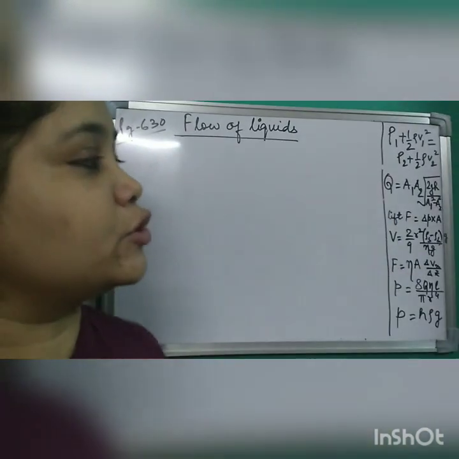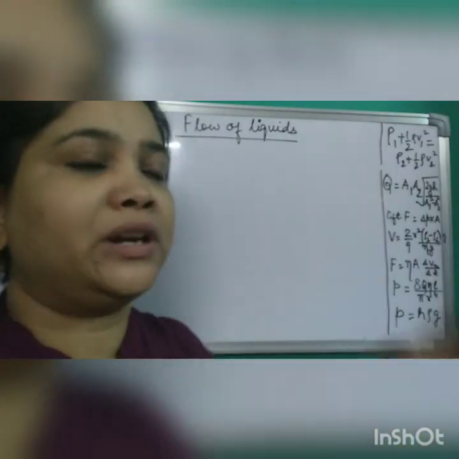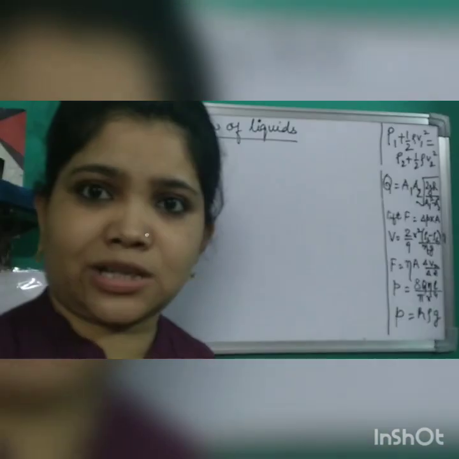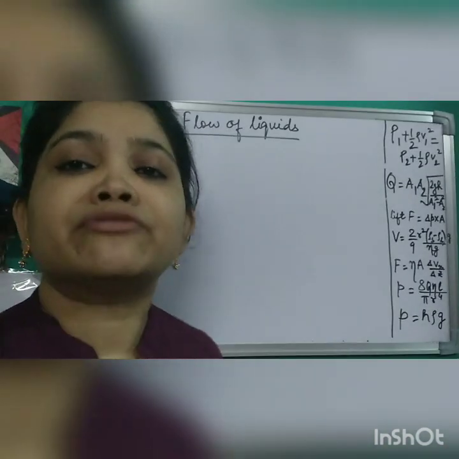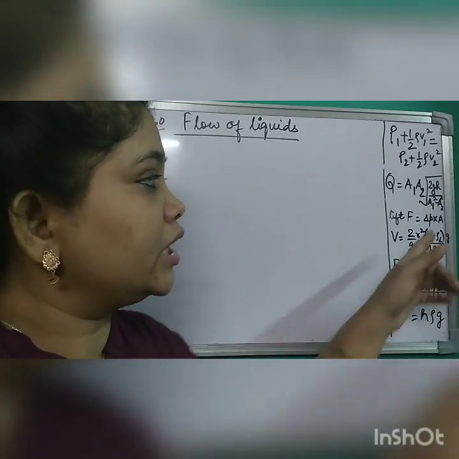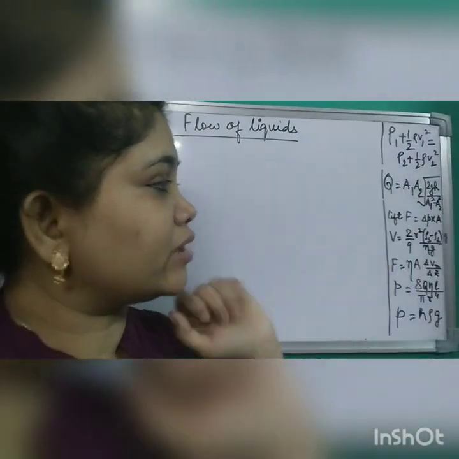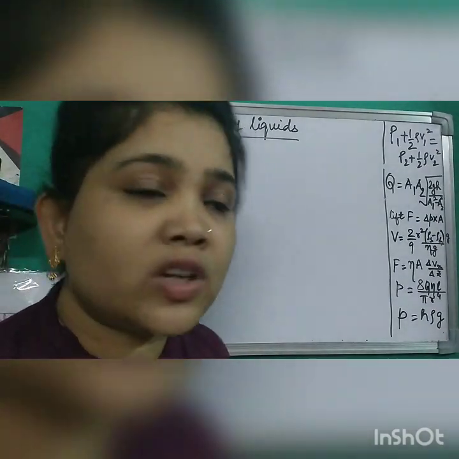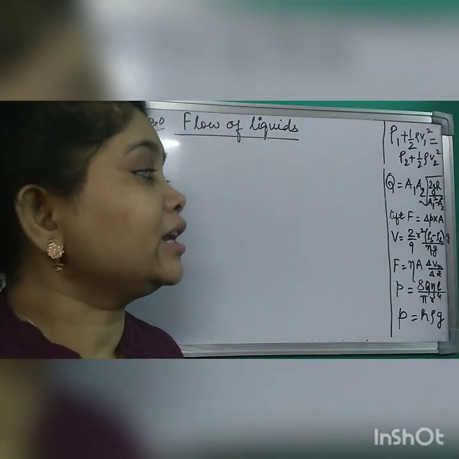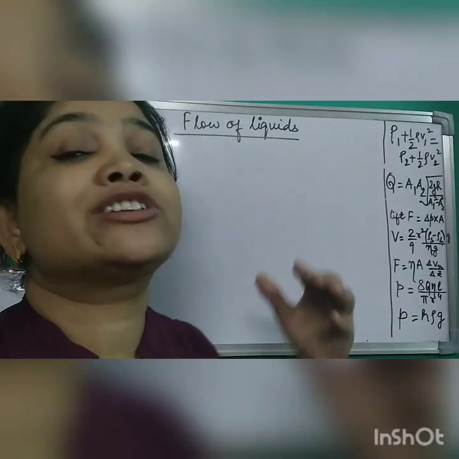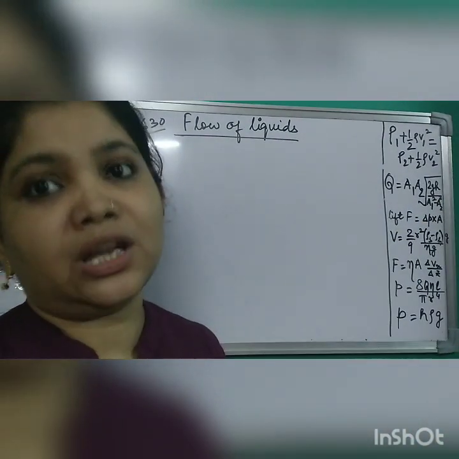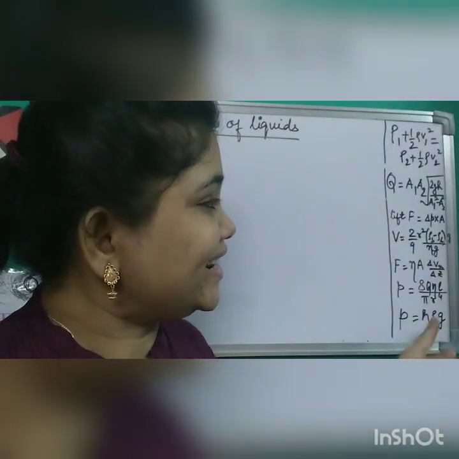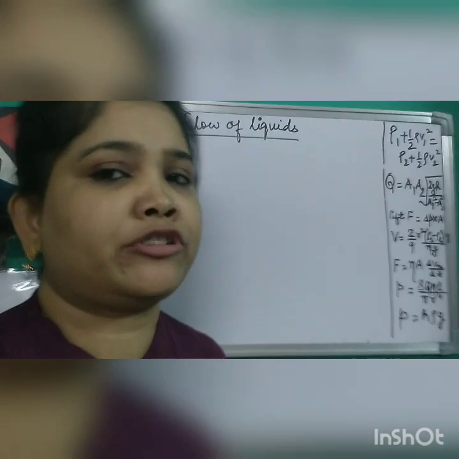Next we come to lifting force, which we have done in the aeroplane, how the aeroplane gets lifted up, which is delta P into A. Delta P is the difference of the pressure, P1 minus P2, into area. This is the formula of terminal velocity: v is equal to 2 by 9 r square, density of the solid minus the density of the liquid, multiplied by the acceleration due to gravity g, divided by eta. What is eta? The coefficient of viscosity.